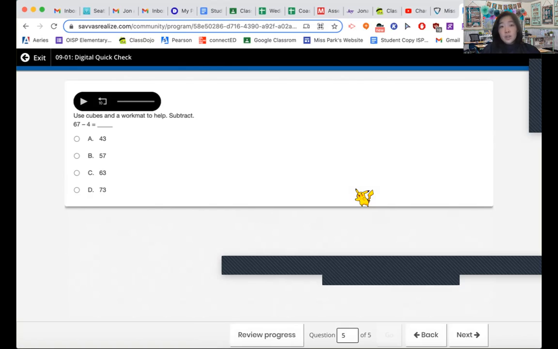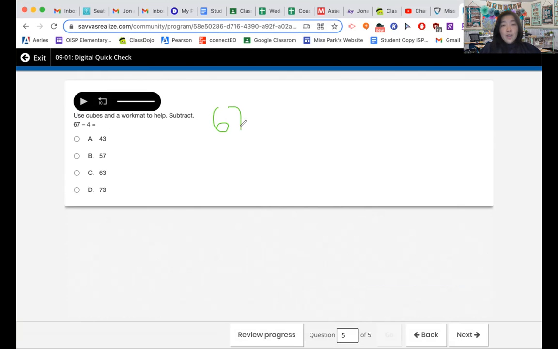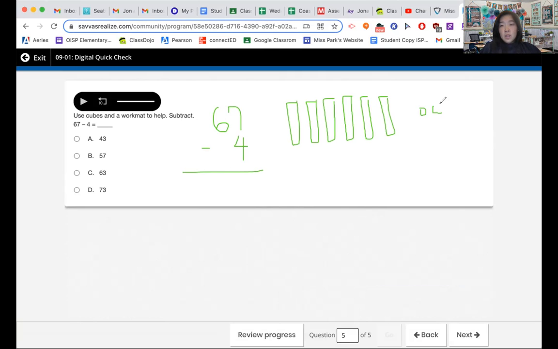Last question. Use cubes and a work mat to help. Subtract. 67 minus 4. How many tens do we have in the number 67? 6. Good job. 3, 4, 5, 6. And then how many ones do we have in the number 67? 7. 1, 2, 3, 4, 5, 6, 7.